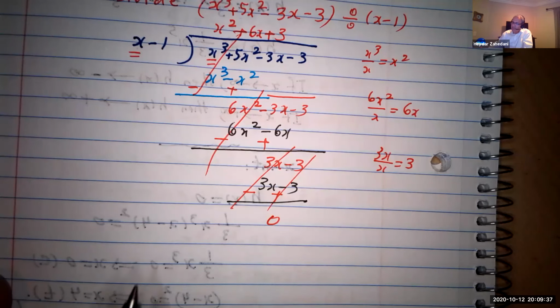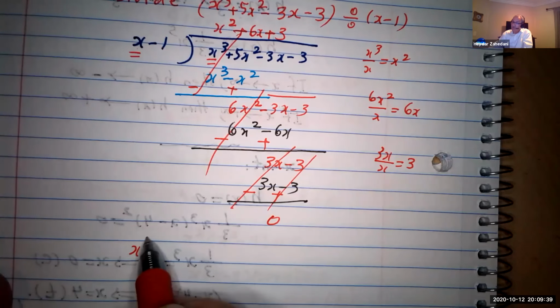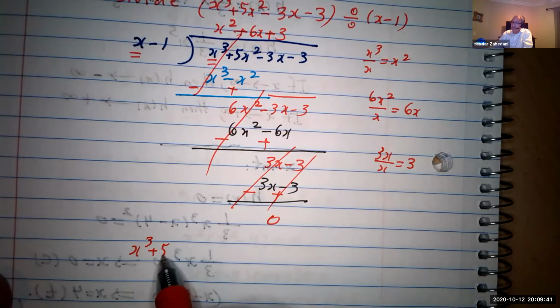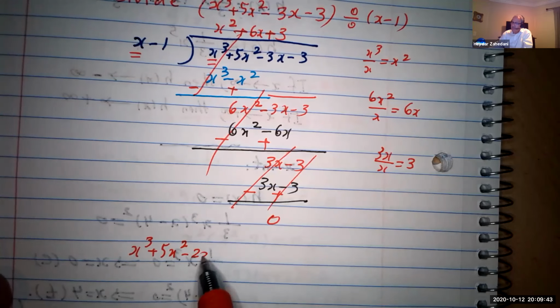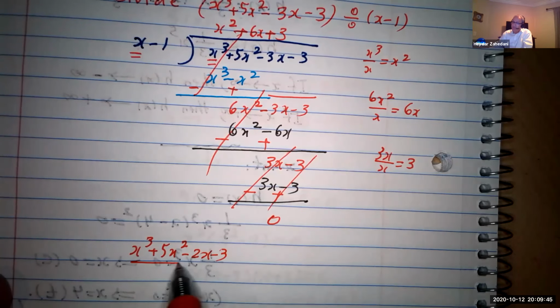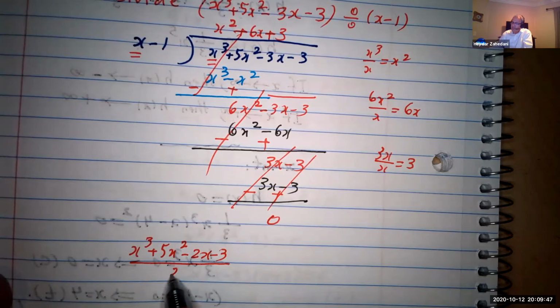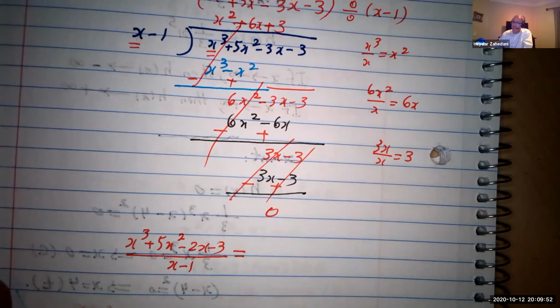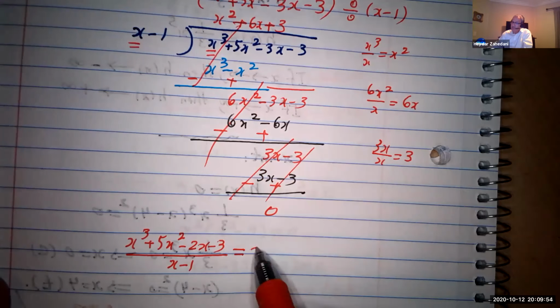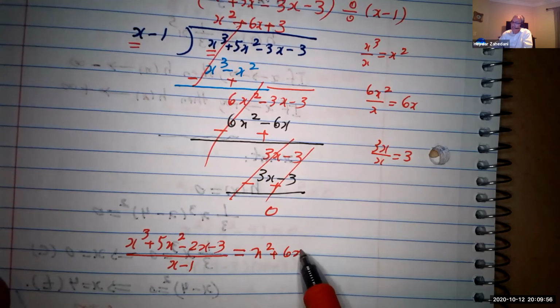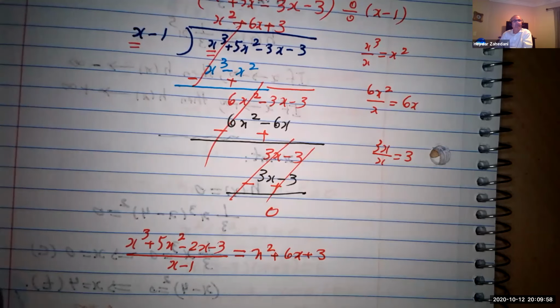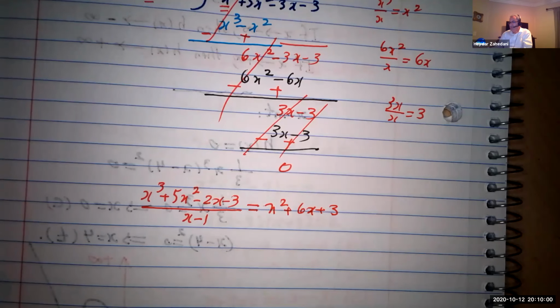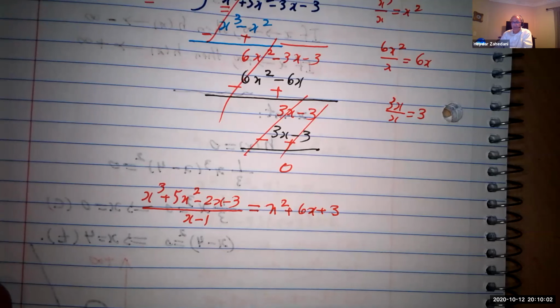Okay, so I'm going to write the final answer. We want to divide x cubed plus 5x squared minus 3x minus 3 by x minus 1. So the quotient is going to be x squared plus 6x plus 3, and there is no remainder. The remainder is 0. Okay, any question?